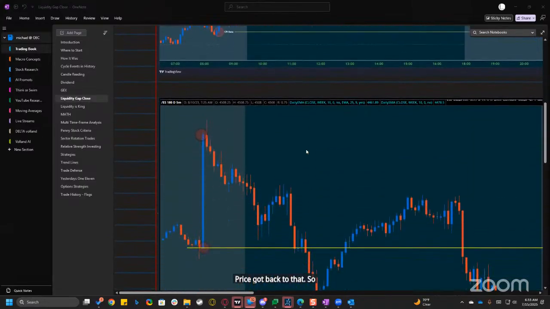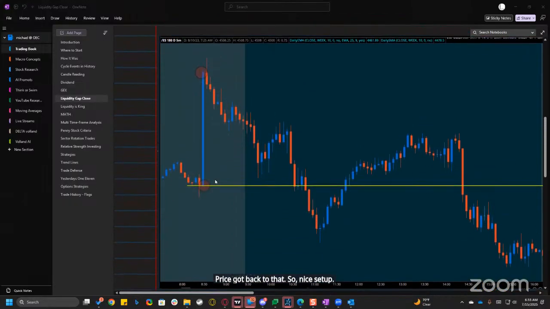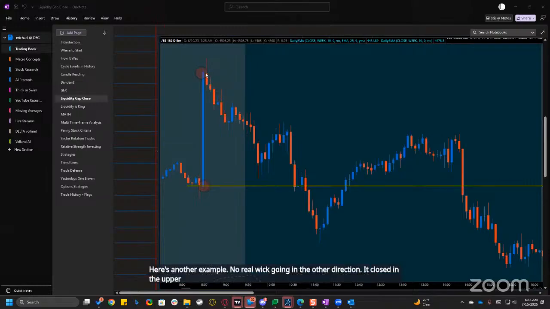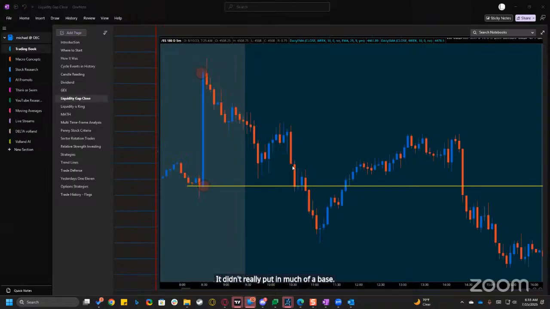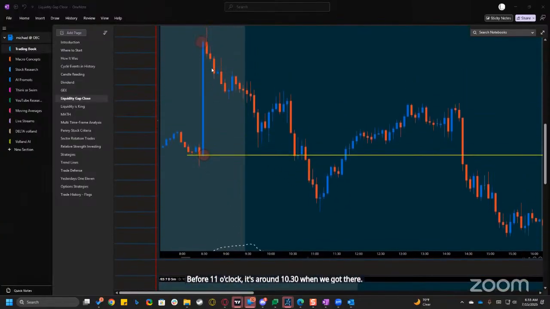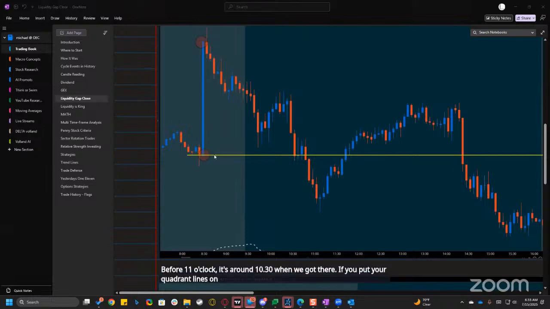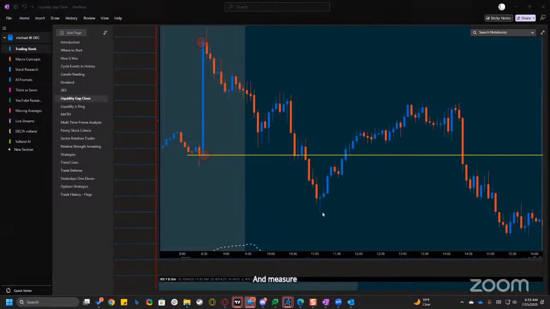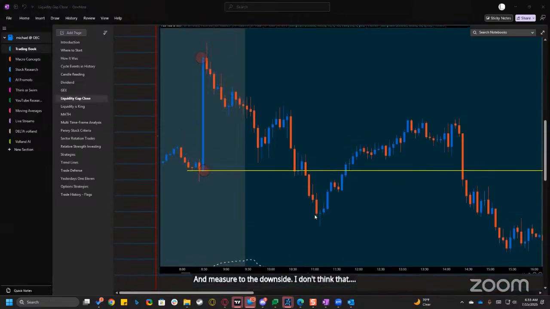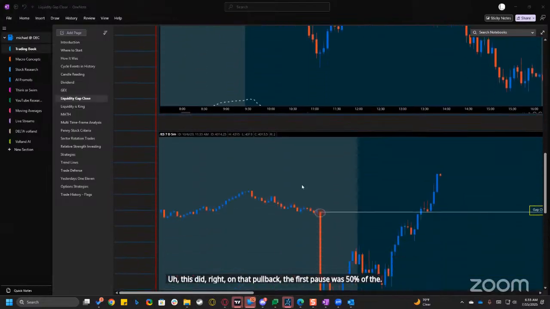So nice setup. Here's another example. No real wick going in the other direction. It closed in the upper 25% of the candle. It didn't really put in much of a base, and it got back to the gap before 11 o'clock. It's around 10:30 when we got there. If you put your quadrant lines on here and measure to the downside, I don't think that hit 50%. It might have, but this did, right? On that pullback, the first pause was 50% of the event candle.